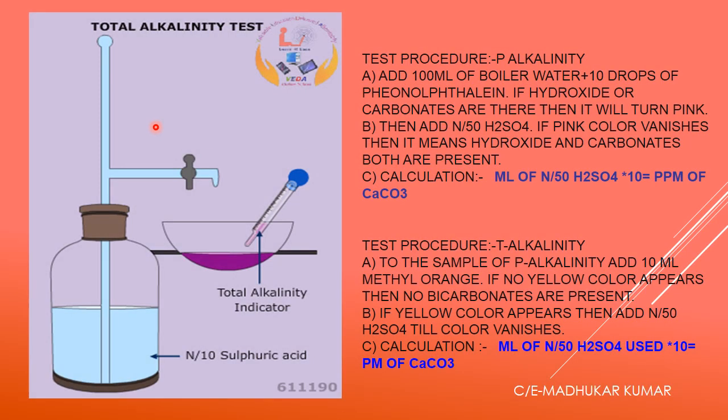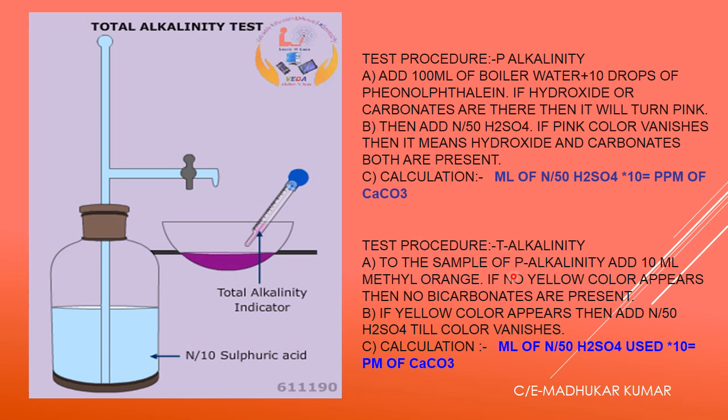This is just a pictorial representation of the alkalinity test. You have the procedure which is written over there. For P alkalinity, add 100 ml of boiler water plus 10 drops of phenolphthalein. This is the indicator. If hydroxide or carbonates are there, it will turn pink, and then add N/50 H2SO4. If the pink color vanishes, it means the hydroxide and carbonates both are present. Calculation: ml of N/50 H2SO4 into 10 gives ppm of calcium carbonate. So this is the P alkalinity test procedure.